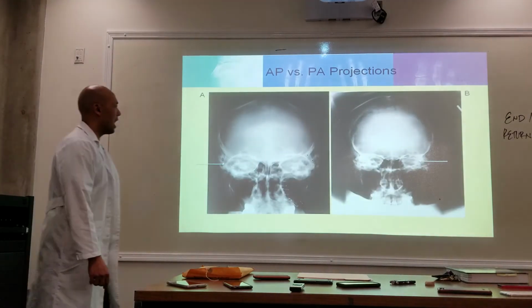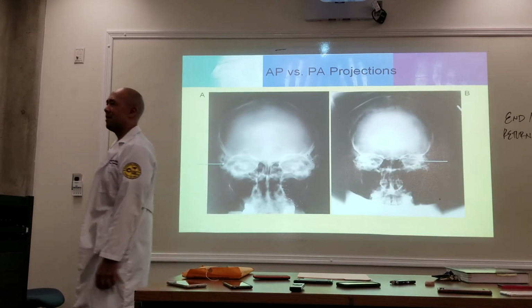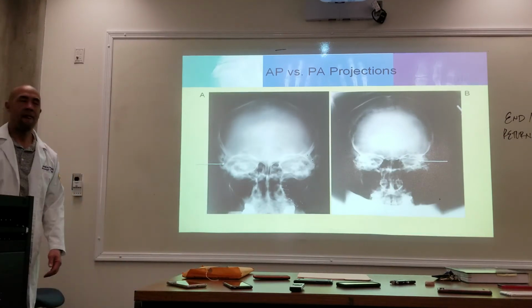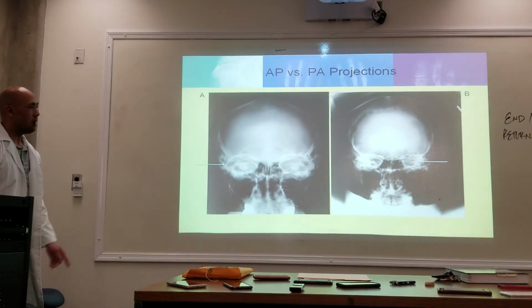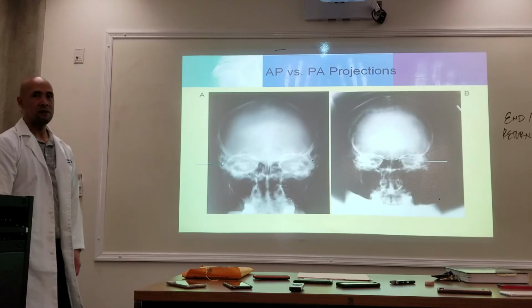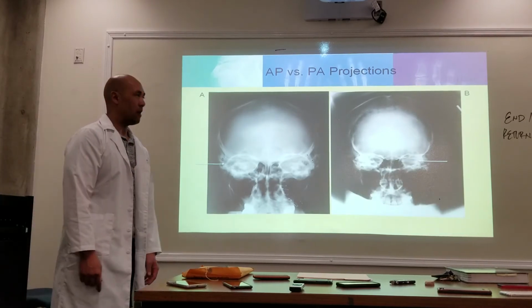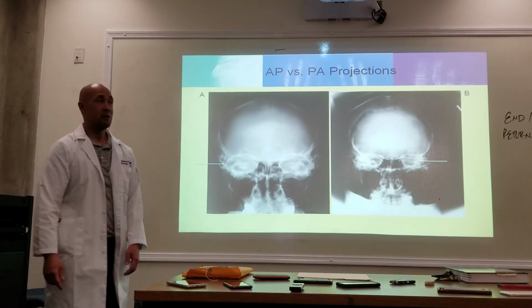Okay, so how do we know if it's AP or PA? I put some arrows on there for you to look at. You don't have this on your slides. You see sinuses there. I'm pointing to the orbits, right?